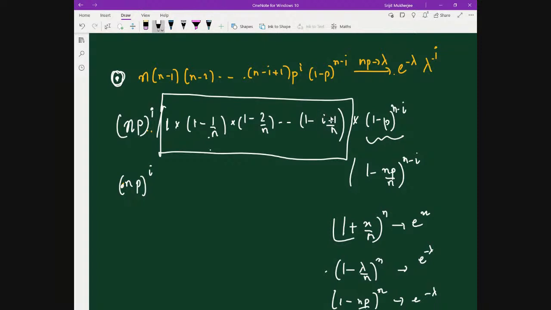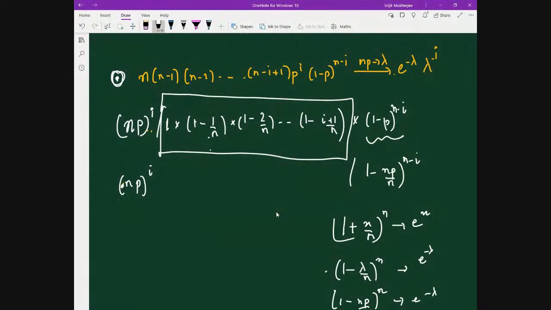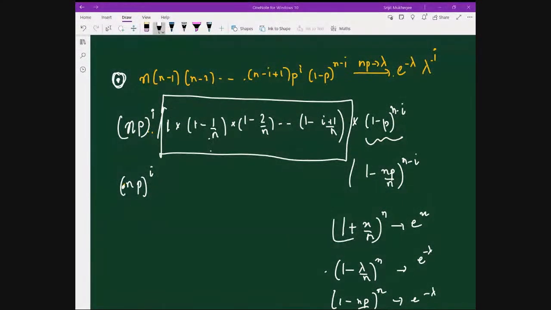What if i is very large? You understand, Polomi? The problem. What if i is very large? Let's say 1 lakh. n is actually huge. n is going to infinity, so 1 lakh is possible. What if i is very large? Tell me. So that won't matter, right?